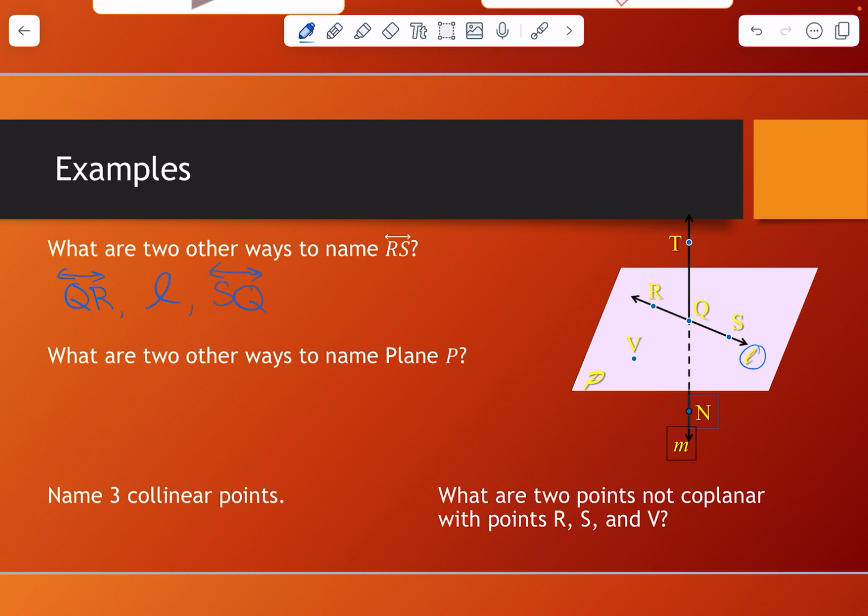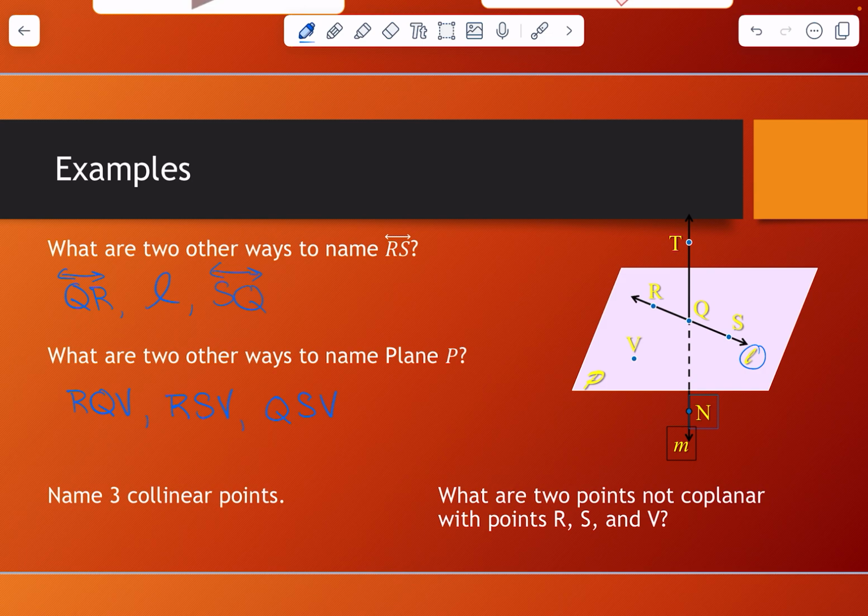What are 2 other ways to name plane P? Now remember, to name plane P, you can name it by the large capital cursive letter, or you can name it by 3 non-collinear points. So I could name it by RQV. I could name it by RSV. I could also name it by QSV. 3 non-collinear points.